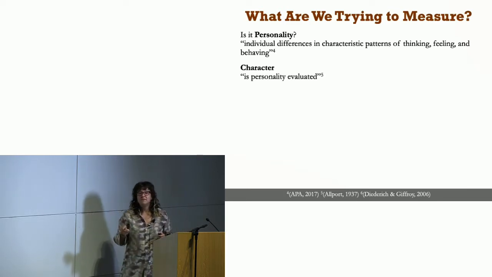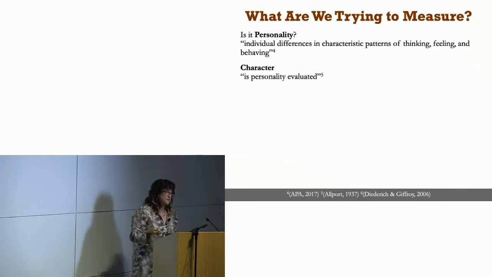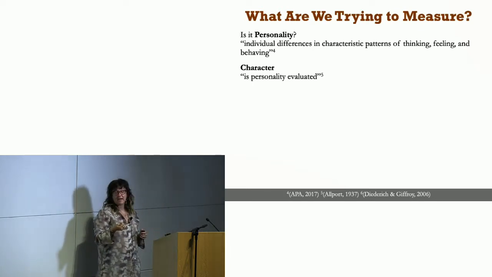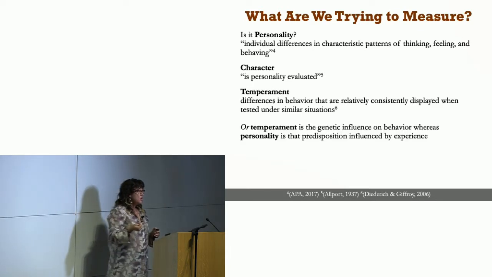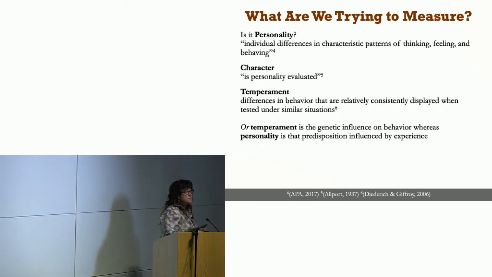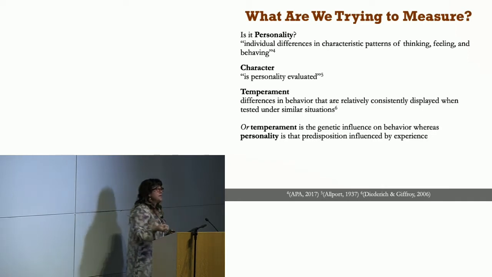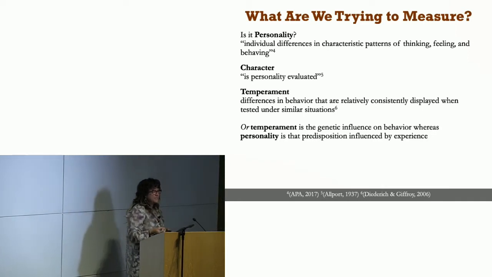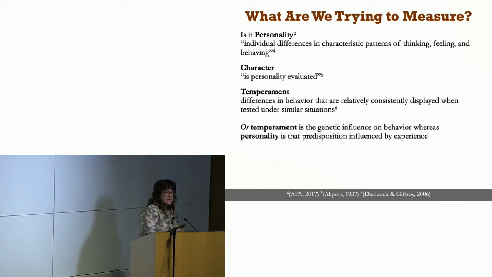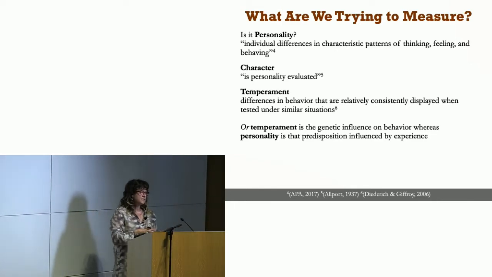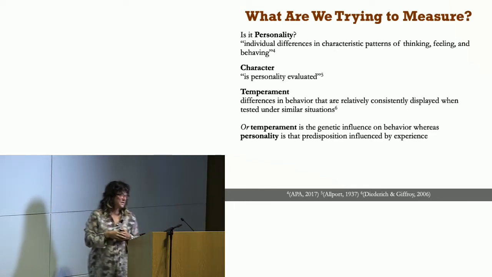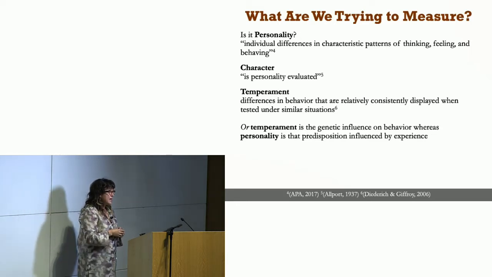Or maybe we're trying to evaluate character, which is described as personality evaluated. Maybe that's what we're doing. Or it could be temperament, which would be described as differences in behavior that are relatively consistently displayed when tested under similar situations. I think that's pretty close to what we're getting at. Temperament has also been described as the genetic influence on behavior, whereas personality is that predisposition influenced by experience. But here's the thing that we're kind of up against in the shelter.